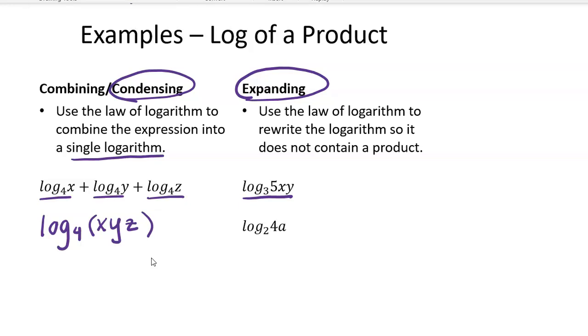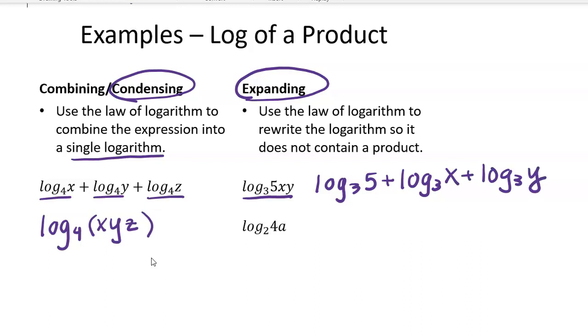So you have to separate with addition because this is a product, and we're going to use log base 3 for each of our terms, and we'll put the 5, and then we'll have log base 3 of x, and then we'll have log base 3 of y. You just continue the log base 3 through each term, but you can separate the 5, the x, and the y. If you look at the next one down here, this will be log base 2 of 4 plus log base 2 of a. And then we can simplify this.